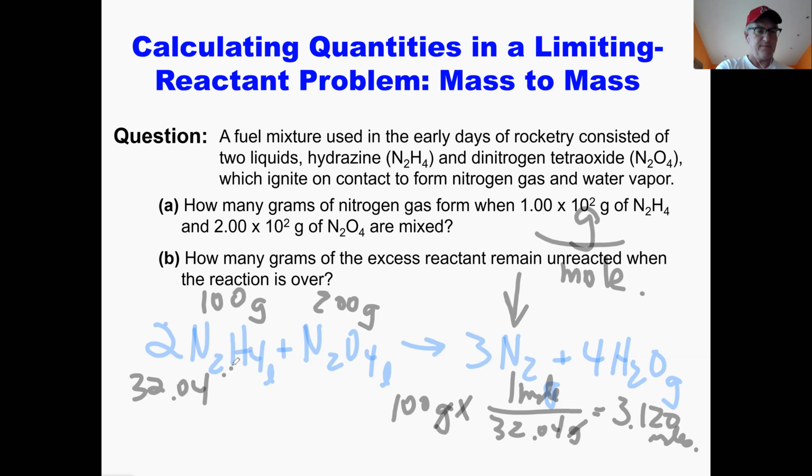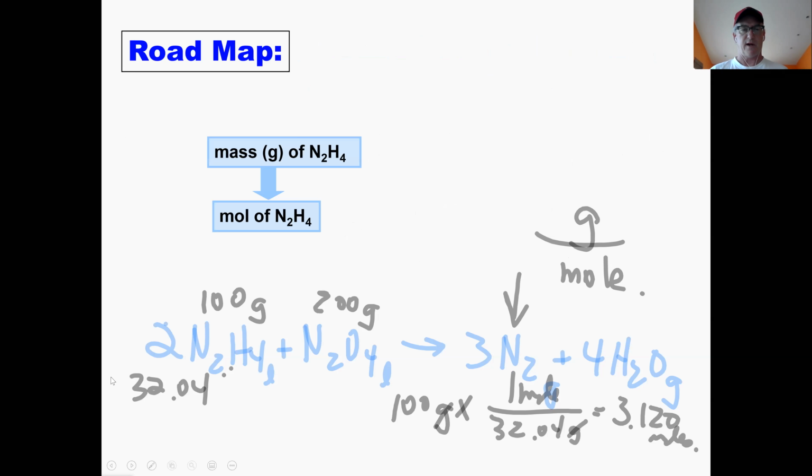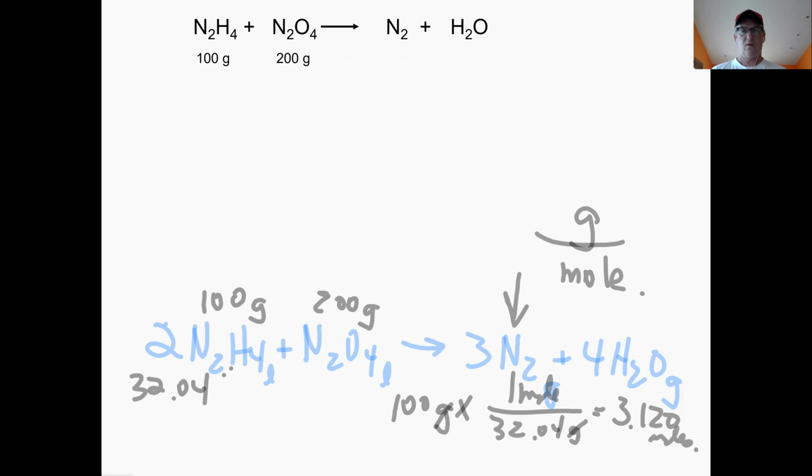Here, let's see if I can move. Let's get a different one. There we go. That's what I was looking for. Okay. So let's put our balanced reaction up here. So we've got 2 and 3 and 4. And we figured out we have 3.120 moles of hydrazine.